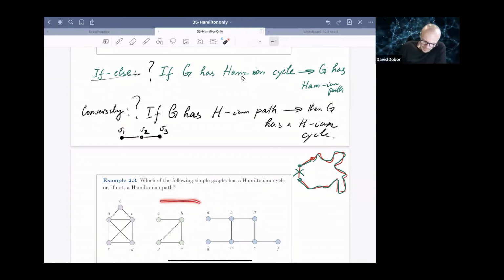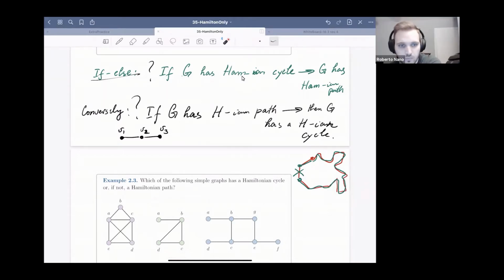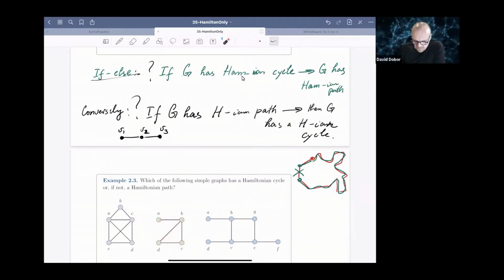So how about this one? It's only a Hamiltonian path. There is a Hamiltonian path, like this one here, for example. How can you argue there is no Hamiltonian cycle? Granted, this is a small example, and you can check every possible path and every possible cycle, and there is no Hamiltonian cycle. That's easy to see on this graph.